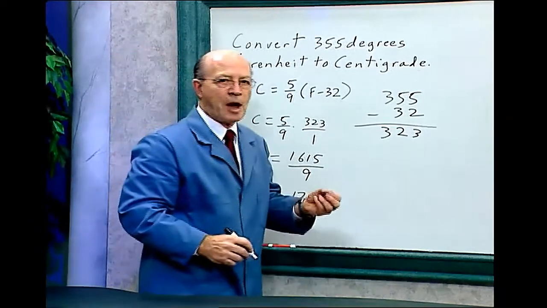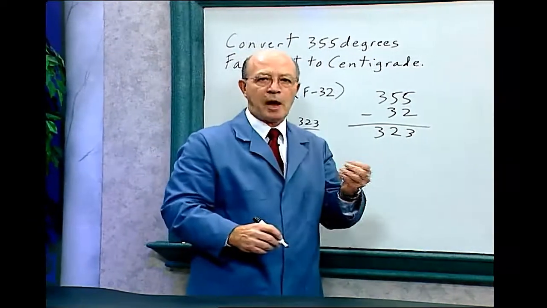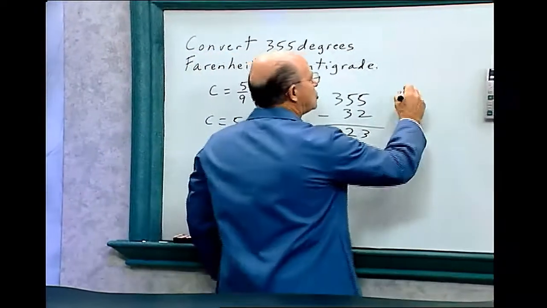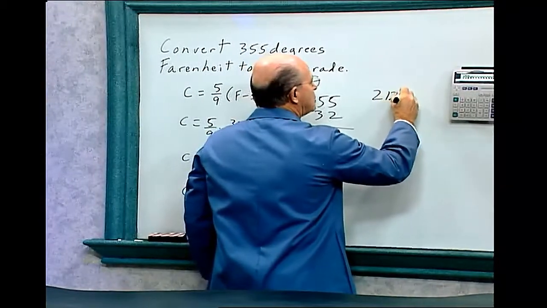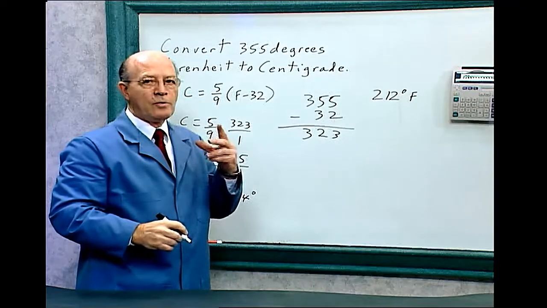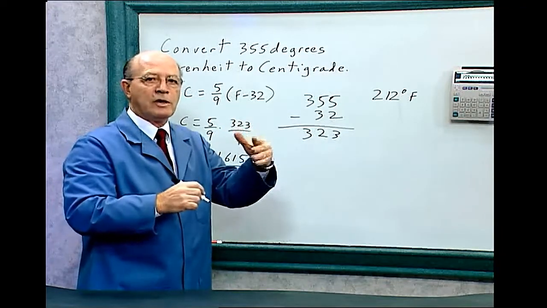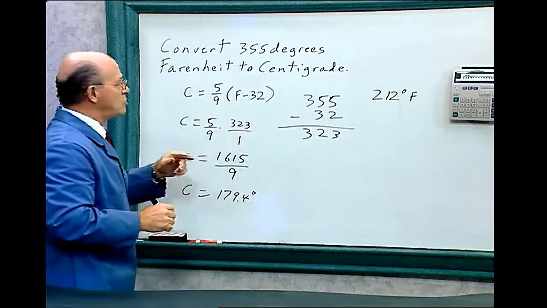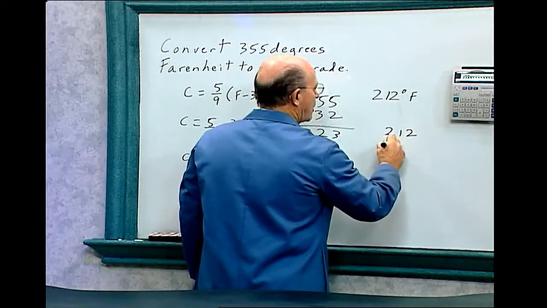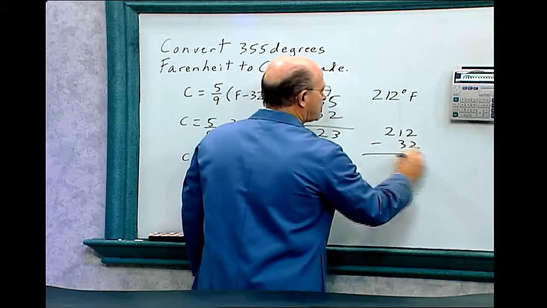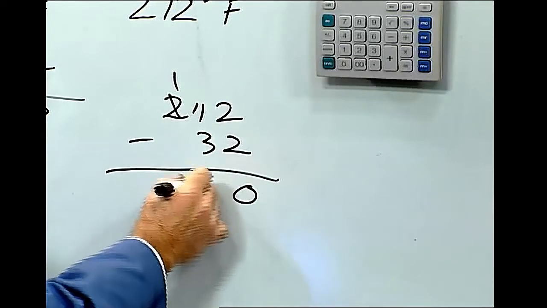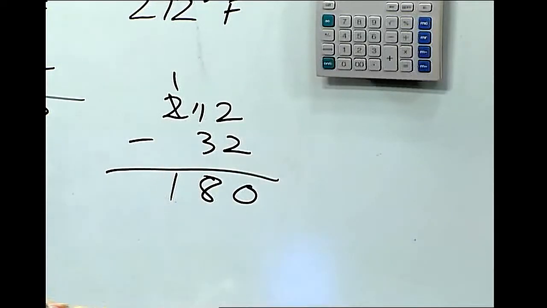Let's do a common problem, or common number that you probably know. The boiling point of water is 212 degrees Fahrenheit. Let's convert that. Now you know in centigrade the boiling point of water is 100 degrees. Let's use that formula. So let's take 212 minus 32, and that would be 180.